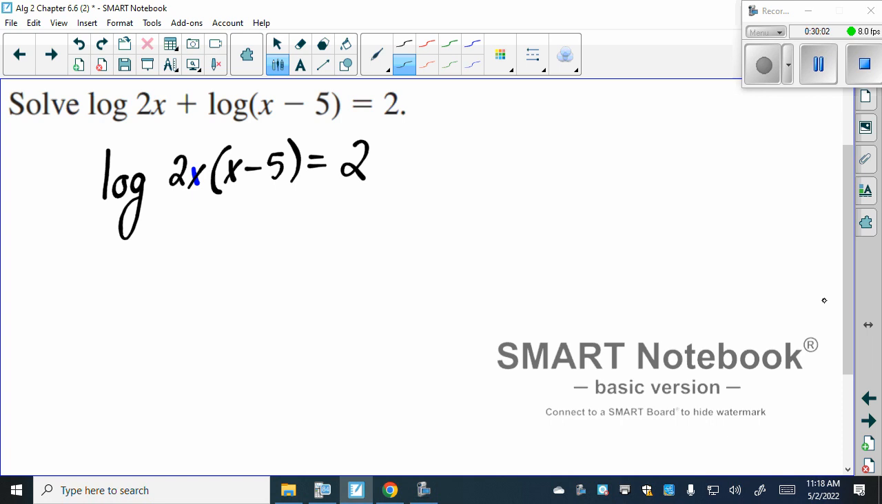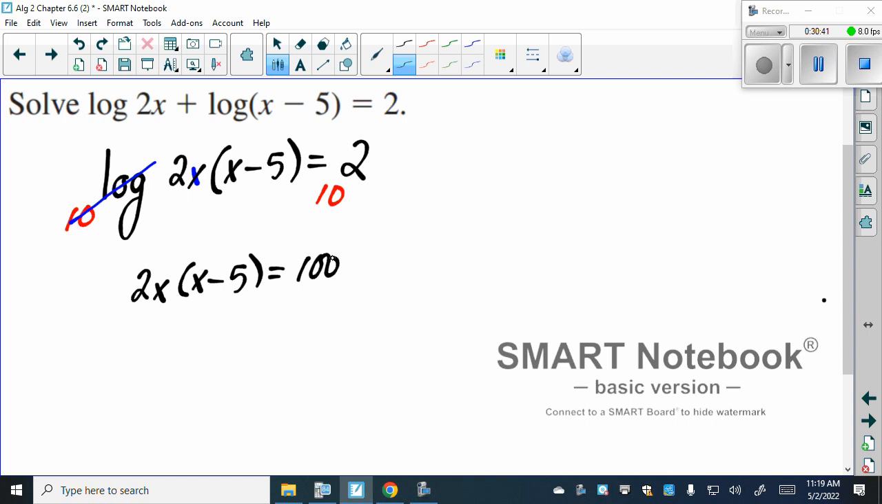Any questions on that first main step? Because really after that step, it's going to be exactly what we did on the last one. Now what's the base for this log? 10, because if it's not written, it's understood to be 10. So here we're going to put a base of 10 to both sides. Because here 10 to the log cancels out, telling me I just have 2x times x minus 5 is equal to 100. Because 10 squared would give us 100.